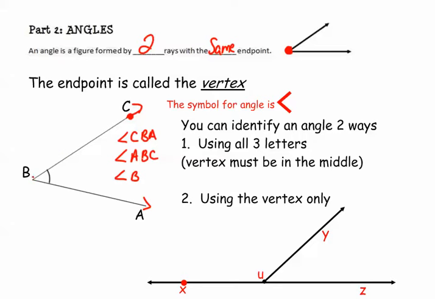So angle B. Okay? But that one doesn't always work, because if you look down here, do you notice that there's more than one angle? So if I said angle U, I wouldn't know if you were looking at this angle or if you were looking at this one. So that's why you would have to use three different letters. Okay? Again, you're going to do a little bit more practice. If you have some questions on that, make sure and let me know.